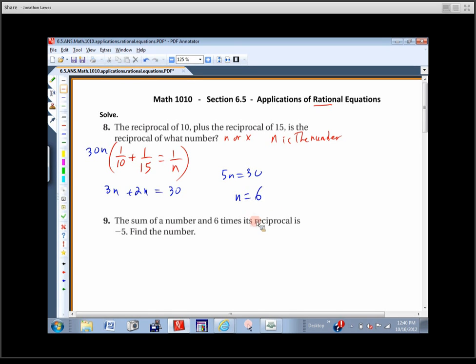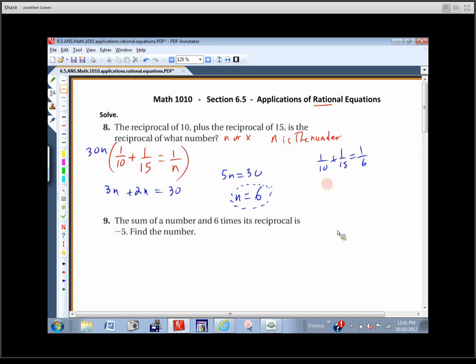n equals 6. Let's keep this in mind and go back and let's read the question and make sure that actually makes sense. It says the reciprocal of 10 plus the reciprocal of 15 is the reciprocal of, what did we figure out the number was? 6. You could actually check this. Is 1/10 plus 1/15, does it actually equal 1/6?